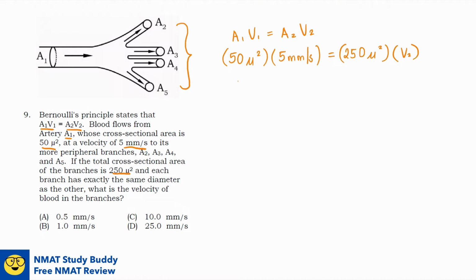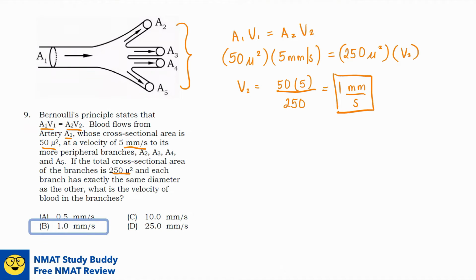Ayun, so, kunin natin yung velocity. So, yung velocity equal yan sa 50 times 5 over 250. Ayan. So, this one, 50 times 5 is 250 over 250 is equal to 1 millimeter per second. So, ito yung final answer natin. 1 millimeter per second. Letter B.